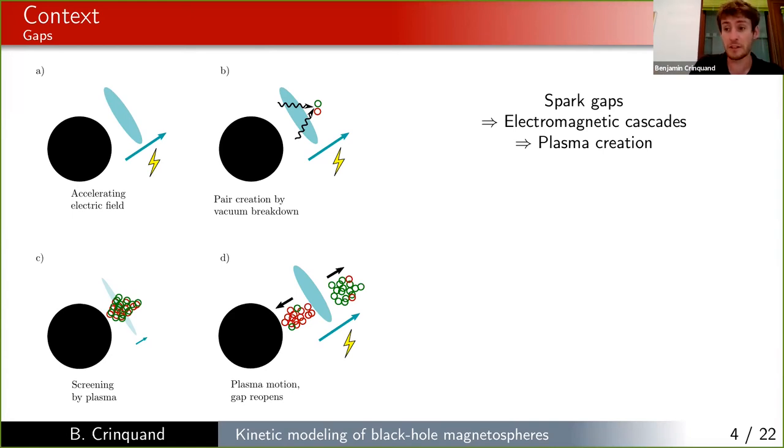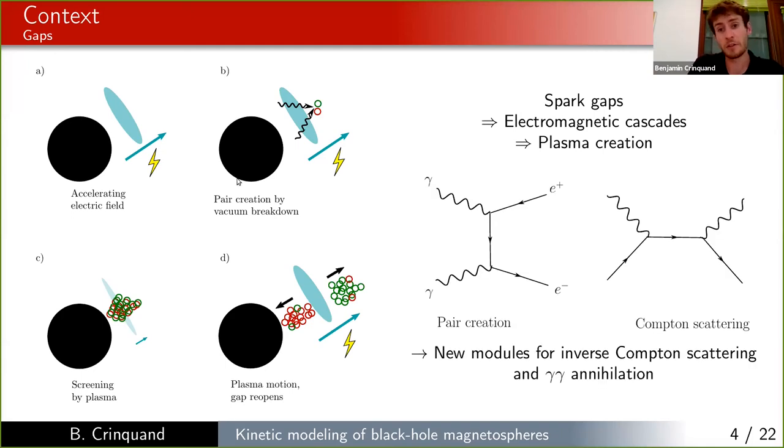So what we wanted to do, in order to understand how the Blandford-Znajek mechanism can be activated, how we could actually get a force-free magnetosphere, was to add new modules to the general relativistic PIC code Zeltron that Benoit has presented. So we have added modules for pair creation by photon-photon annihilation and inverse Compton scattering.